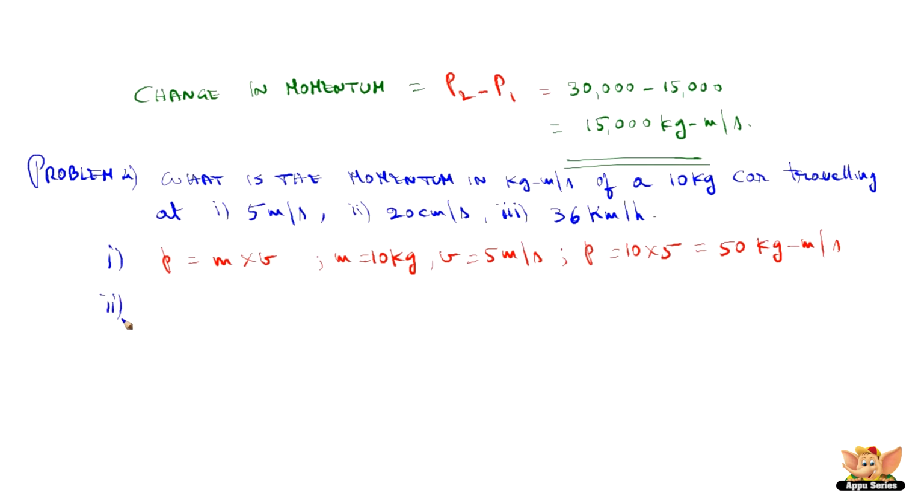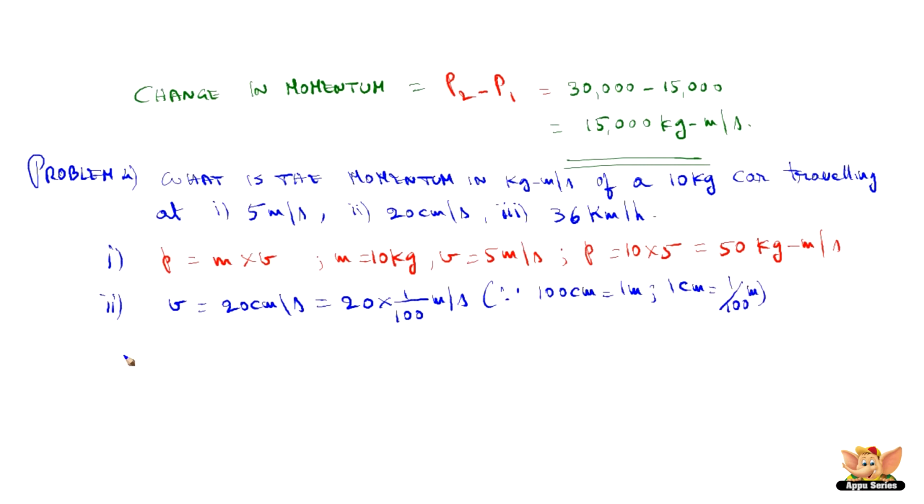Take the second one, in which V is equal to 20 centimeter per second, which is converted to meter per second, which will become 20 into 1 by 100 meter per second. Since 100 centimeter is 1 meter, therefore 1 centimeter is 1 by 100 meter. Having known the V in terms of meter per second, we know P is M into V, and M is the same 10 kg and V is 20 into 1 by 100. So 10 tens and 10 twos. This becomes 2 kg meter per second.